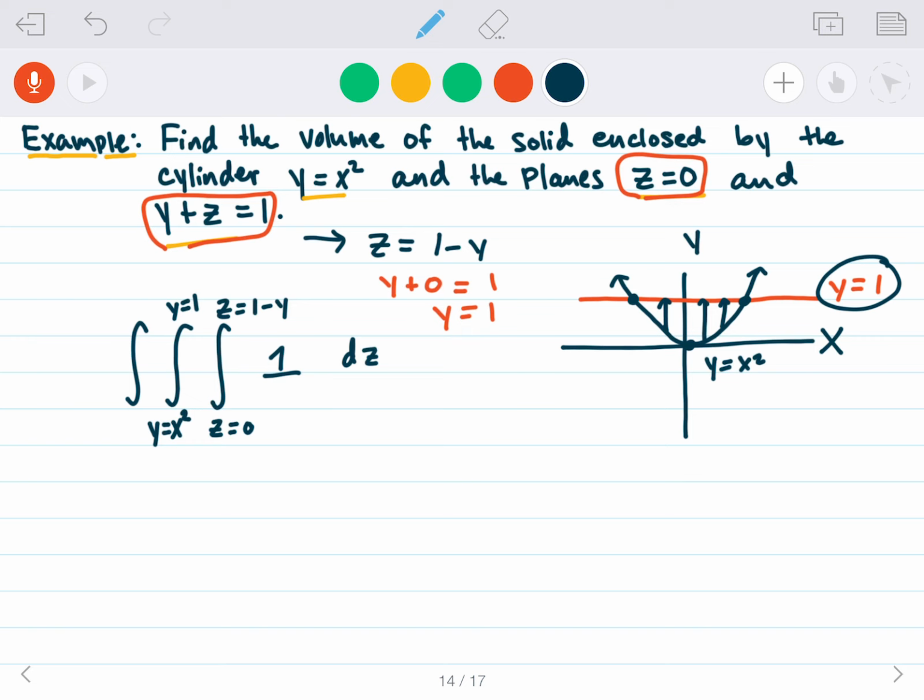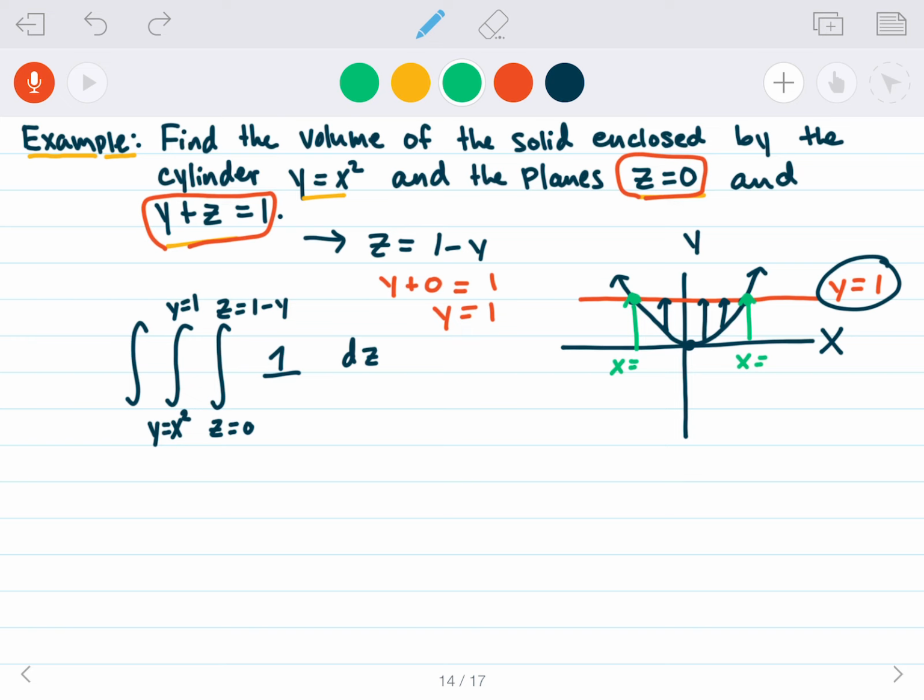Alright, what about x? What is my leftmost x value to my rightmost x value? Well, here we can see that this guy is going to be our leftmost x value, and this guy is going to be our rightmost x value. Right? And these are constants because I already took care of the function here. Okay, so what are those x values?